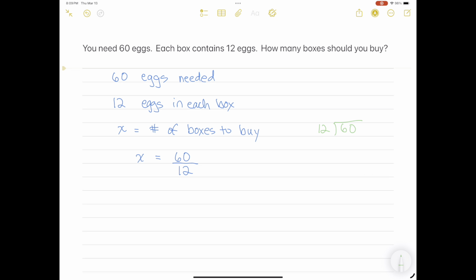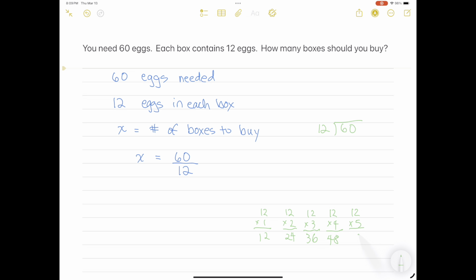When I do division, I like to write down all the multiples of the divisor. Work those calculations out separately. 12 times 1 equals 12. 12 times 2 equals 24. 12 times 3 equals 36. 12 times 4 equals 48. And 12 times 5 I work out to be 60.